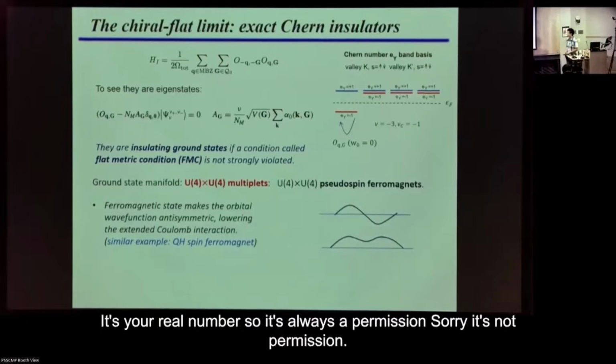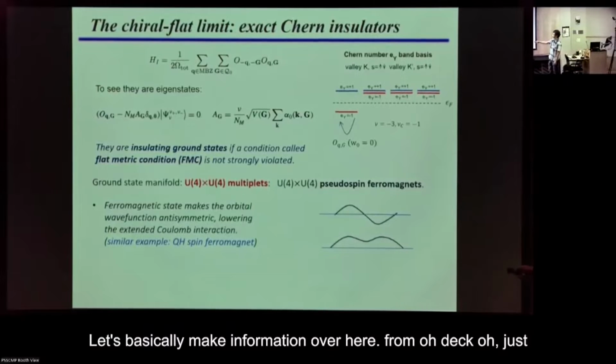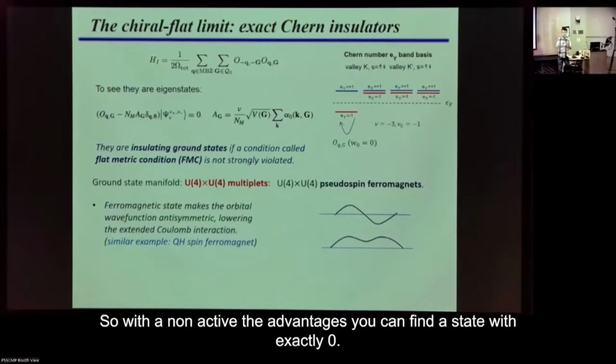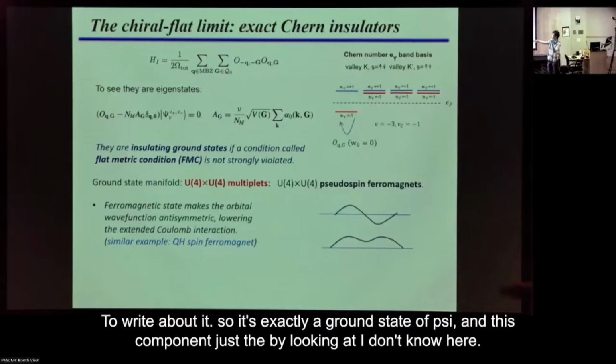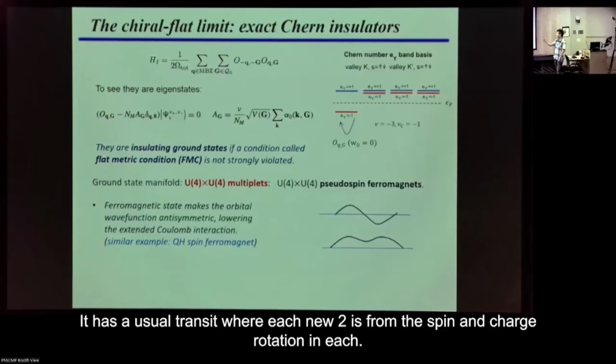And because we have the U4 cross U4 symmetry, all the ground states form a huge ground state degeneracy manifold, so you can do any U4 cross U4 rotations. If you regard them as pseudo-spin degrees of freedom, you can treat them as ferromagnets, the U4 cross U4 spin. I guess you talked about the representations of U4 cross U4 and how it's worked out. Basically, if you have a finite number of electrons, you can count how many states you have by looking at the representations.